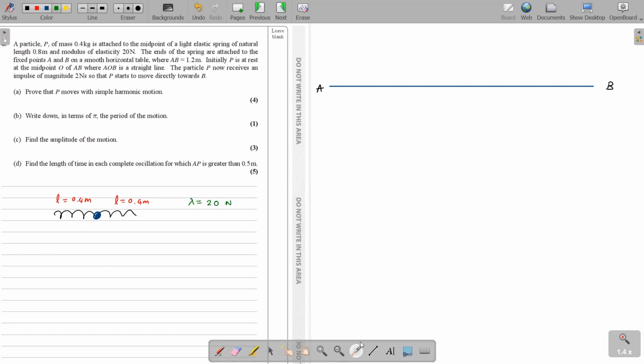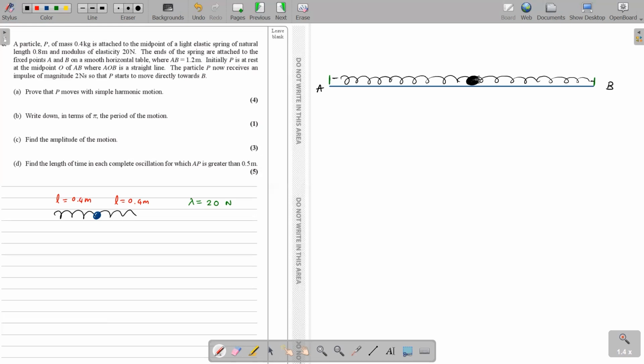The ends of the springs are attached to the fixed points A and B, where AB is 1.2. Initially, P is at rest at the midpoint of AB. So when you draw this diagram, A and B are the two points, and the particle is initially in the middle. It lies on the table, it touches the table.